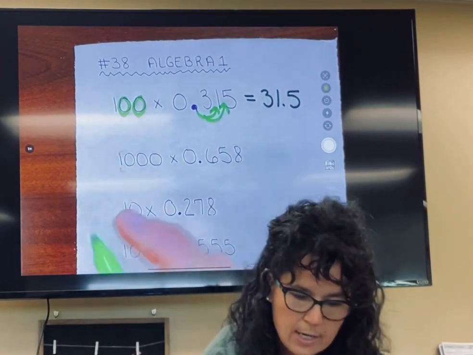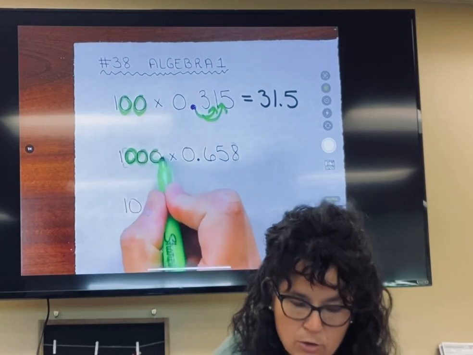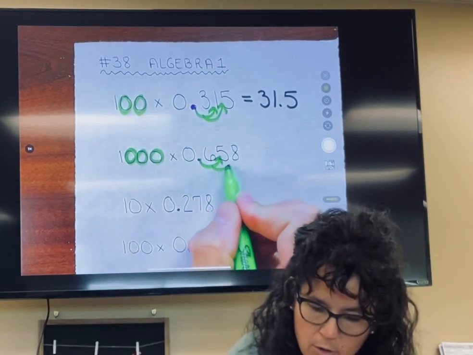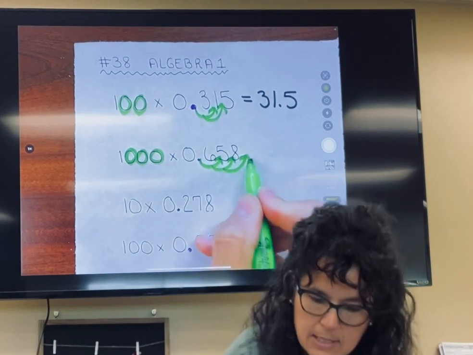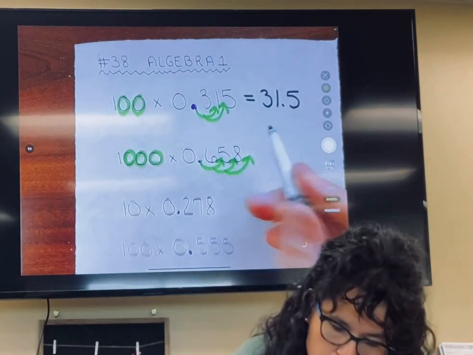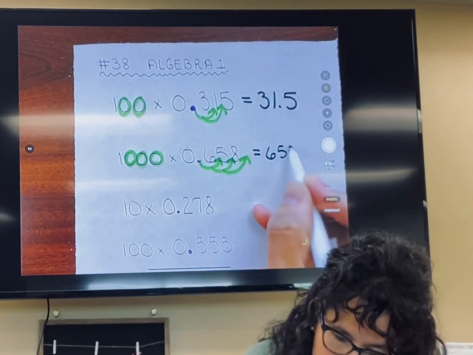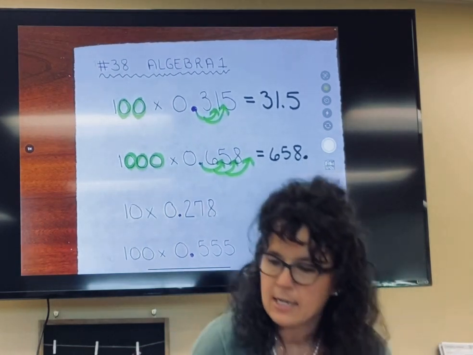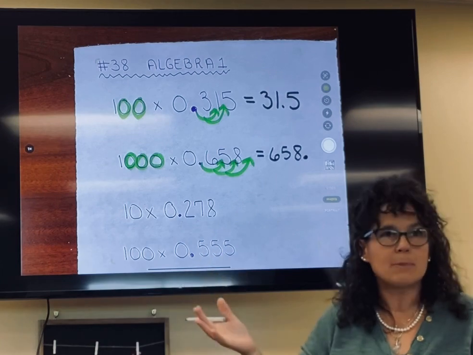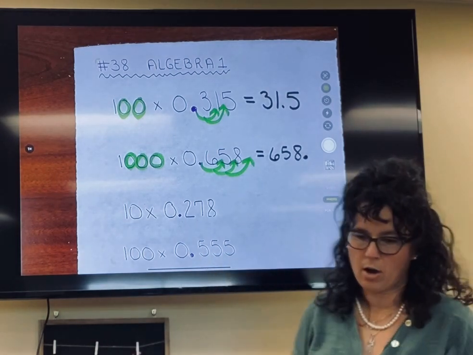Okay, in this one, the number 1,000, 1 zero, 2 zeros, 3 zeros. So I'm going to move the decimal forward 3 places because that's making the number larger. So the decimal is now at the end, 658. Now if you decide not to put the decimal, 658 or 658 decimal point, they mean the same thing. So I can leave this decimal point off.